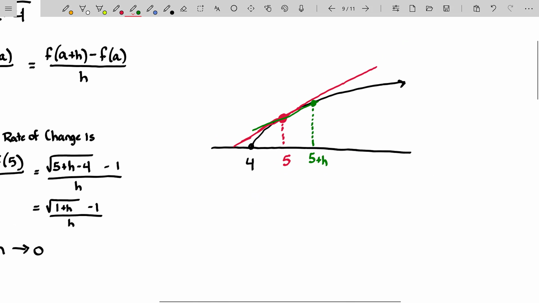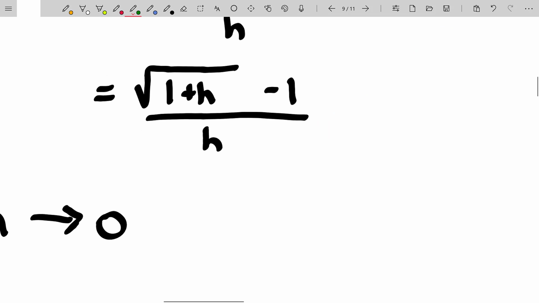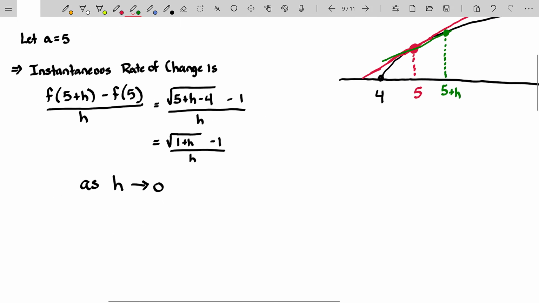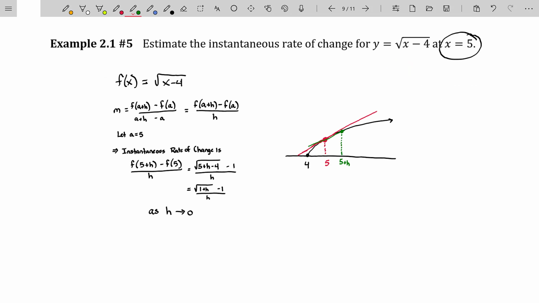They can never really touch, because if you allow h to be 0, in other words, if those 2 points touch, you will be dividing by 0 here, and that's illegal. So you approximate it by letting h get really close to 0, but never actually becoming 0. Now let's go ahead and go to Desmos and see how this works.